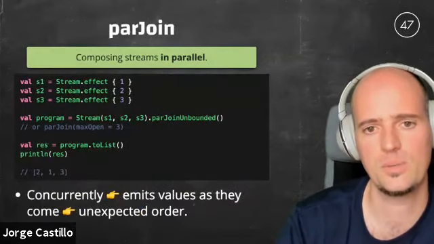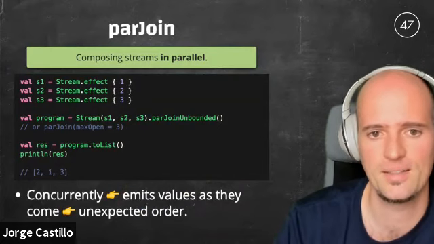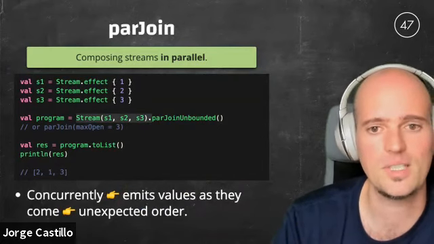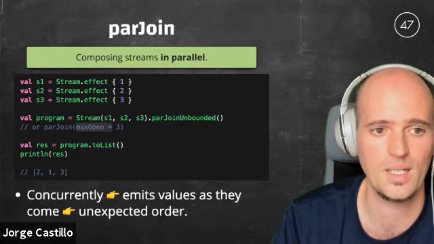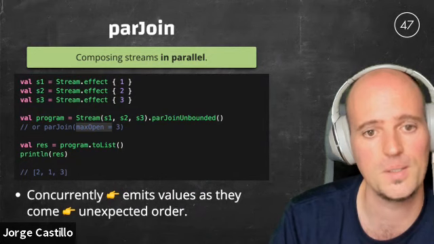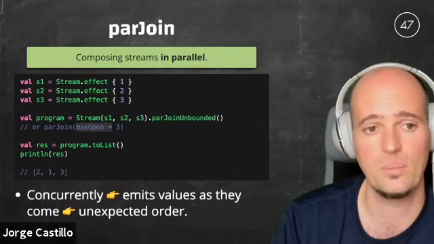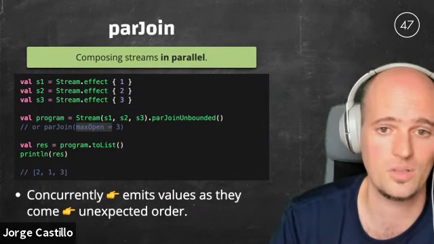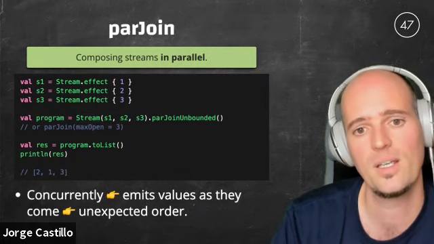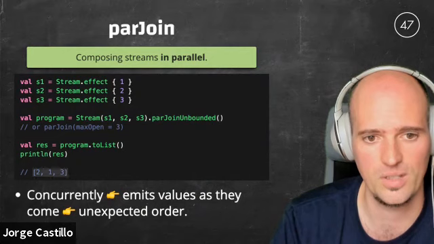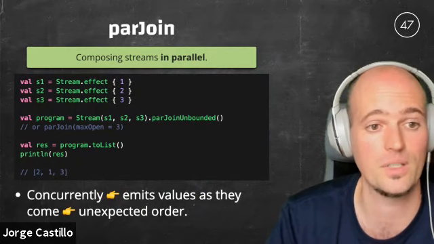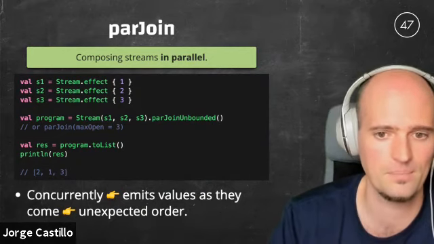So for composing streams, you can use parJoin. You create a stream out of streams, and then you can call parJoinUnbounded or parJoin with a maximum amount of threads, depending on how many threads you want to use. And all the streams are going to run in parallel. So as soon as you subscribe or consume the resulting stream, you will be consuming all of them, and they will be emitting as soon as the values come. So you can get the results, for example, here in different order, because they are running in parallel.